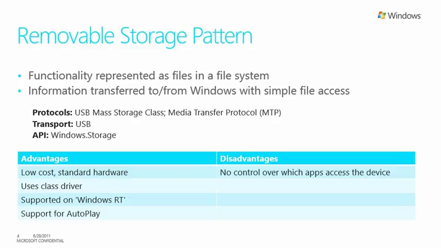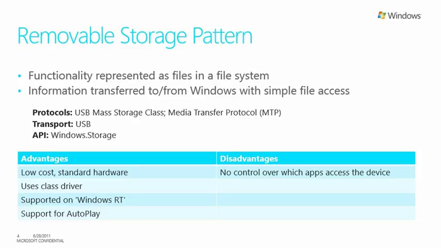So some specifics of this pattern. They're functionally represented as files and file folders in a file system. Windows can see them through Windows Explorer in the desktop or in the runtime in the new UI. The types of protocols that these devices use are USB mass storage class and also a media transfer protocol. MTP can show up as a volume in Explorer and can also be accessed via this Windows.Storage namespace.